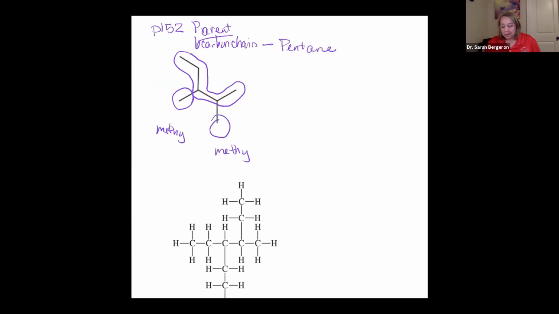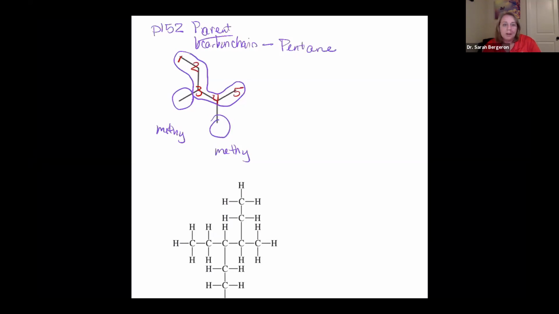So if we have 2 methyls, now we need to be careful, because we want to number our methyls so that they have the lowest number possible. So if I did my original numbering, if I did 1, 2, 3, 4, 5, right?